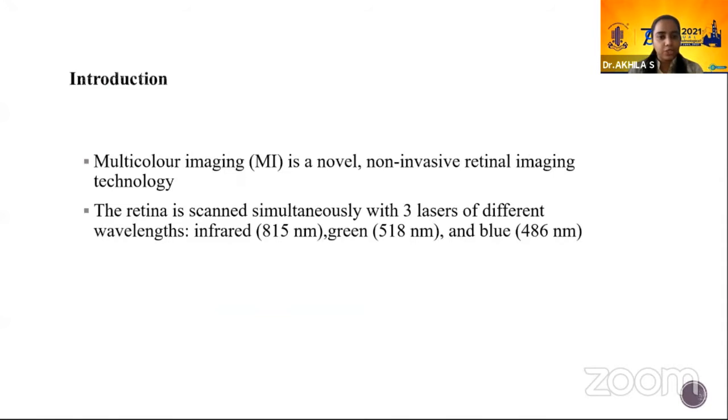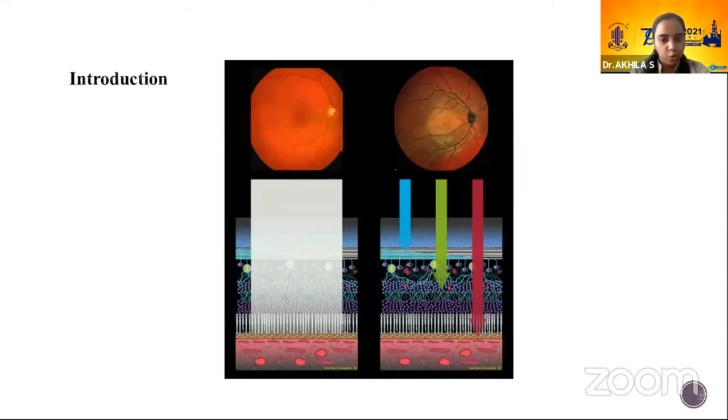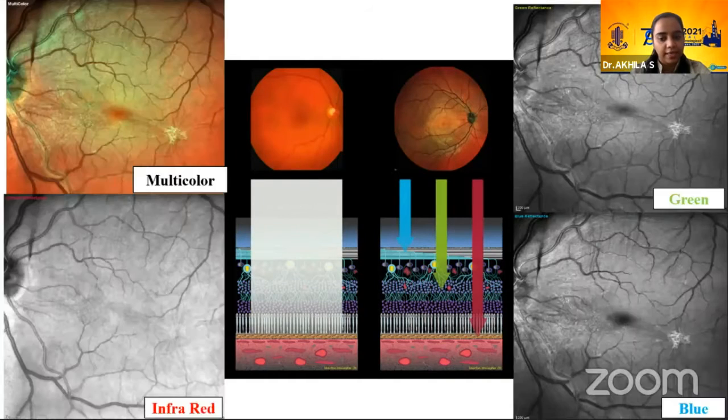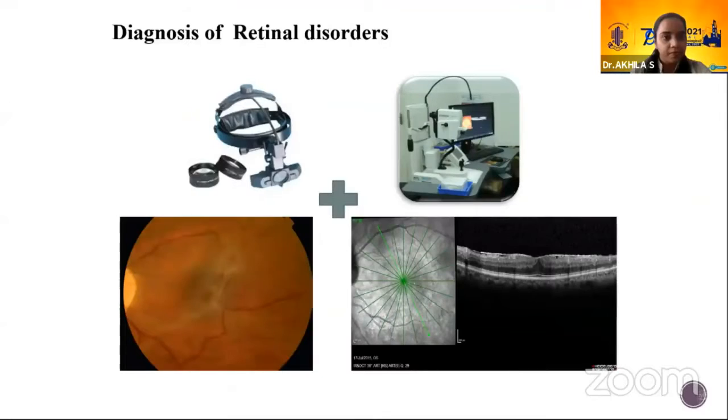We know that multicolor imaging is a novel, non-invasive retinal imaging technology, wherein the retina is scanned simultaneously with 3 laser lights of different wavelengths, namely blue, which is the shortest and visualizes the superficial layers better, green the middle layers, and infrared, being the longest wavelength, has better penetration and gives us the detail of the deeper layers better, as shown in this example.